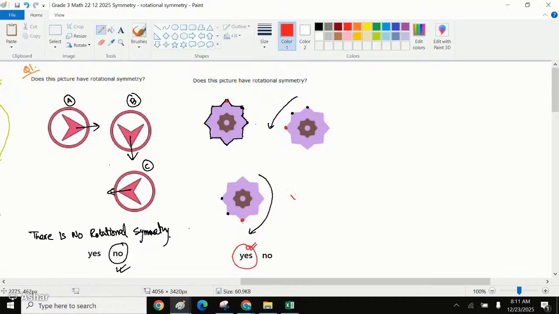Yes, there is rotational symmetry, because as per your answer, the shape looks the same even after rotation, it's still the same, right? This was question number 2. Let's try another example.